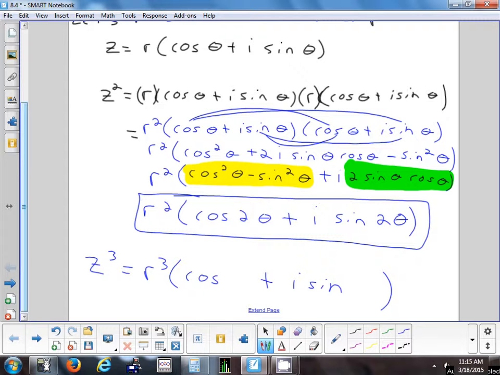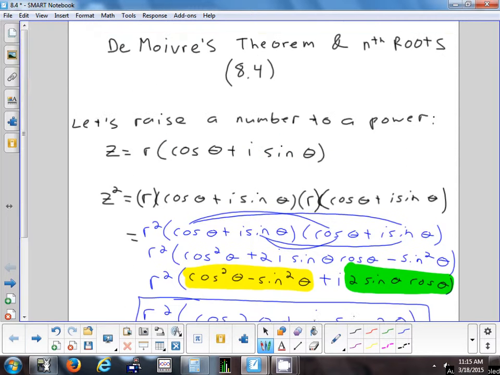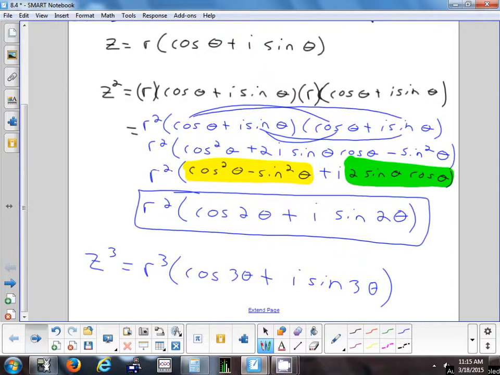Would it be cosine 3 theta plus i sine 3 theta? Yeah. So using just kind of our pattern ability here, we would hope that's what it would be, and that's what it is. If you raise something to the 5th power, it'd be r to the 5th cosine 5 theta, i sine 5 theta. Right?